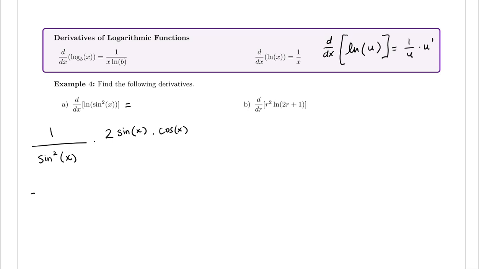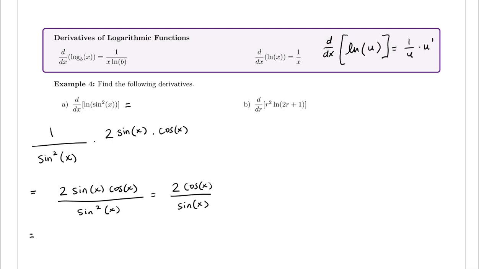So let's clean this up. My numerator will be 2 sine of x, cosine of x, and my denominator is going to be sine squared x. Notice that we have multiplication in the numerator, and we have 2 signs in the denominator that are being multiplied. So we can simplify this to be 2 times cosine of x over 1 of the sine of x that remains. If we use trig identities, cosine divided by sine is cotangent, so we could write this as 2 times cotangent of x.